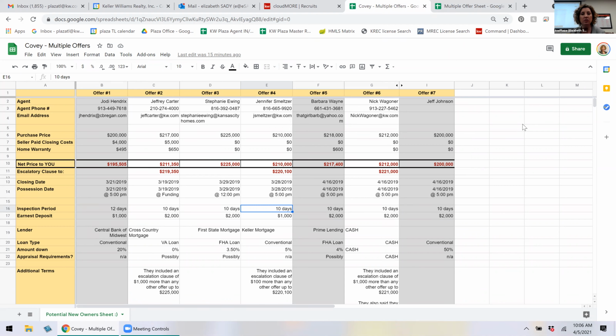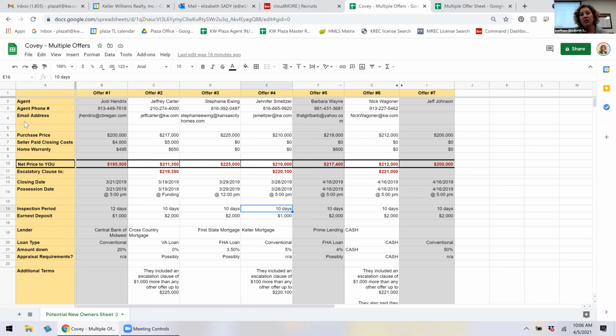I'm going to use this first column as an example, but basically I like to track the agent's name, their phone number, and their email address. At the end of the day, if we are collecting all offers through 5 o'clock on Saturday, and I had a conversation with my sellers and then needed to communicate that to each of the different agents, it made it really simple for me to say, oh, here's Jody's number, let me give her a call and let her know that we did not select their offer, and here's feedback on the other offers. Having it at my fingertips to make sure who was who and which offer was which was really convenient.